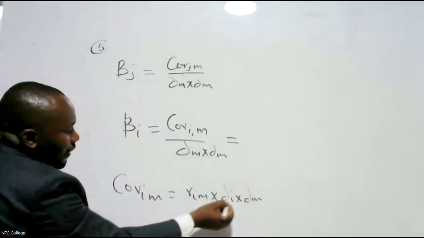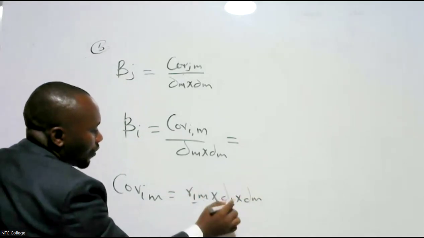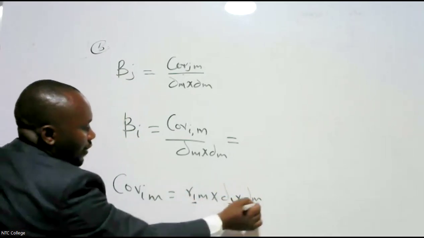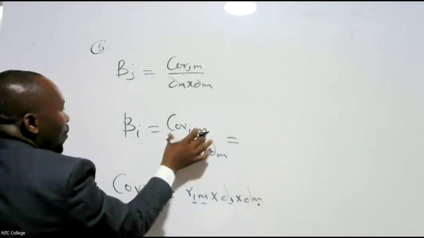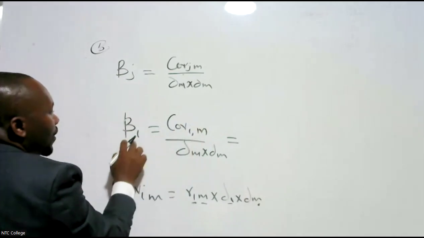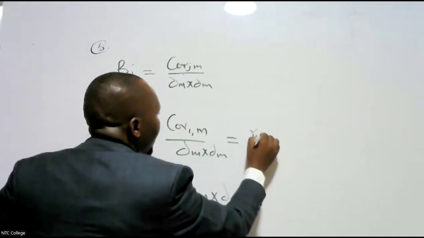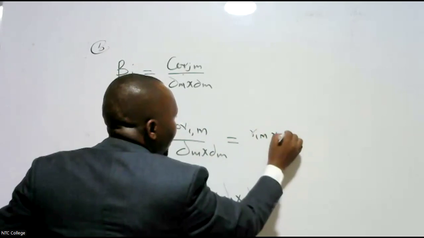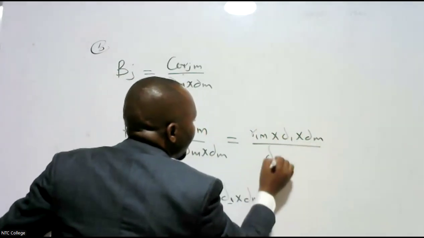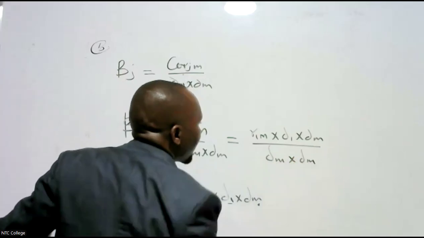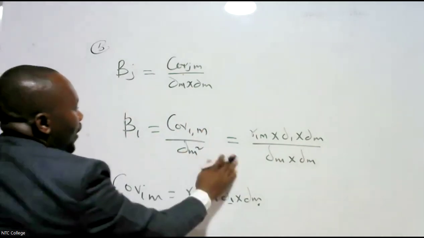Because we are looking at risk of I or one, let me call it now one, and then also risk of one and risk of the market. So therefore we can now replace this. Covariance of investment one and the market is the same as correlation between investment one and market times the risk of investment one times the risk of the market, all over risk of the market times risk of the market, which is risk of the market squared. So this one has been represented like that.